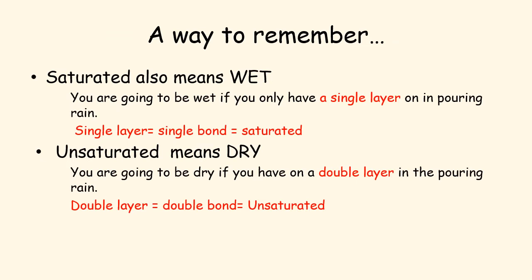Now, this is a way to remember saturated and unsaturated. If you are saturated, that can mean that you are soaked through and wet. And you're more likely to get wet outside when it's raining if you have a single layer on in the pouring rain. So if you're wearing a single layer, that's like having a single bond, and you're likely to get saturated with rain. Unsaturated can mean dry. And if you're going to be dry, you need to have a double layer on in the rain. So a double layer, like a double bond, makes you unsaturated.